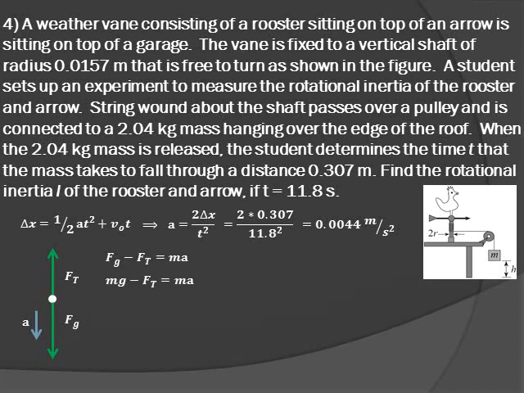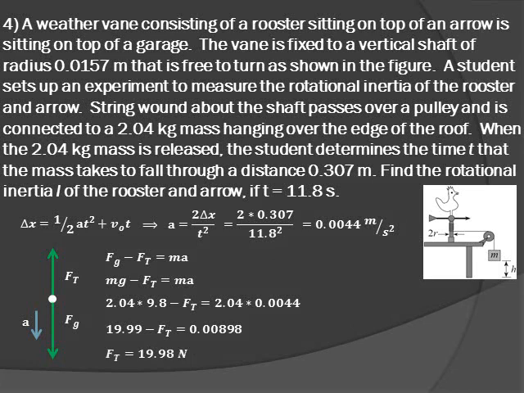So we plug in the force of gravity as mass times the acceleration due to gravity. And then we got 2.04 times 9.8 minus the force of tension is going to be 2.04 times 0.0044. And we get 19.99 minus force of tension. And then we find the force of tension is going to be 19.98 newtons. All right, so that gives us our force of tension.